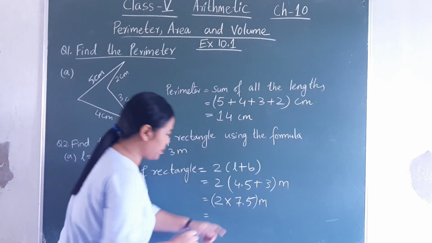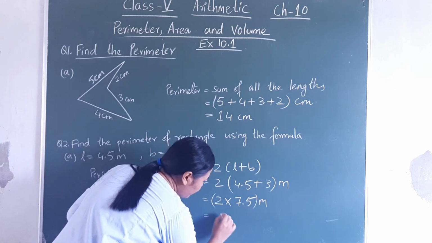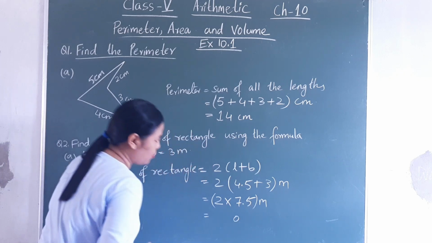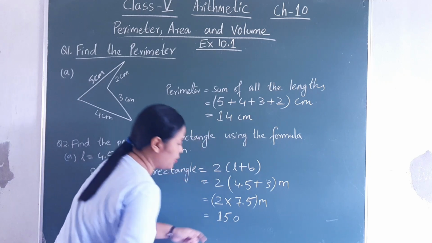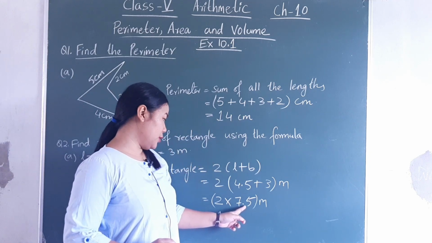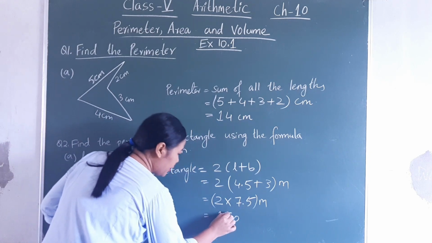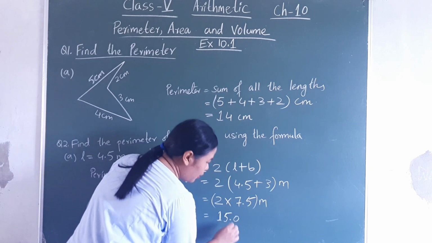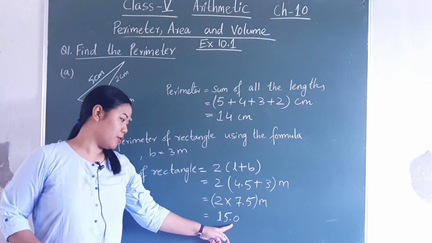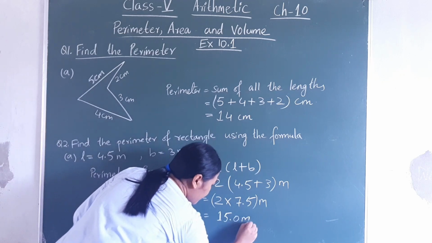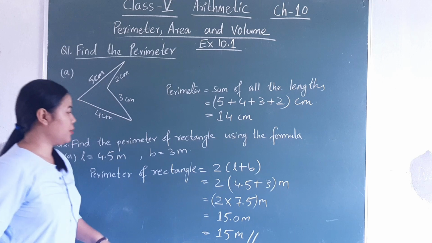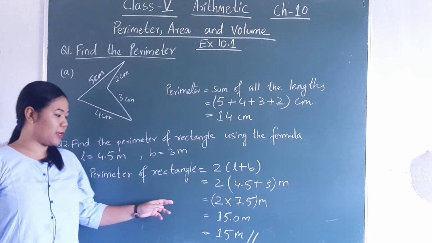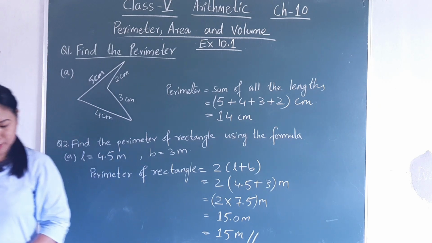So if you multiply 2 multiplied by 7.5, 5 twos are 10, 1 in hand, 7 twos are 14, and there is one decimal number here, so the point will be after one number. Okay, so the answer is 15 meter. So perimeter of the rectangle is 15 meter.